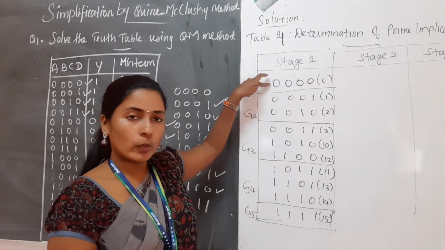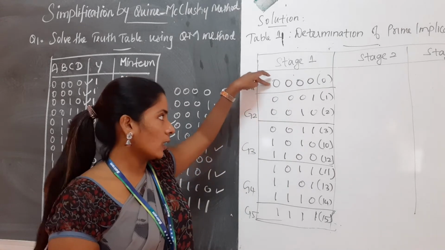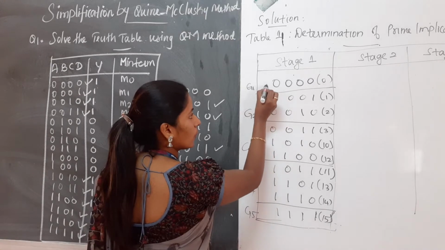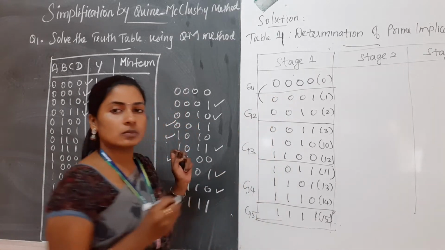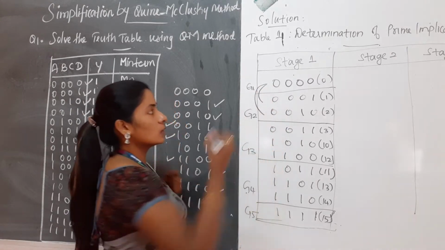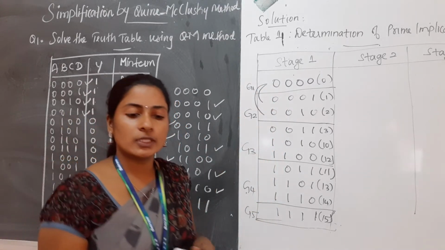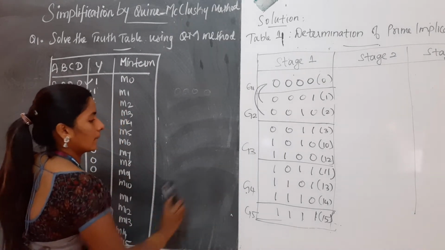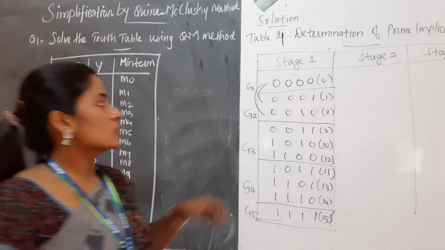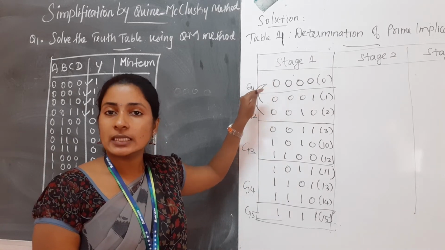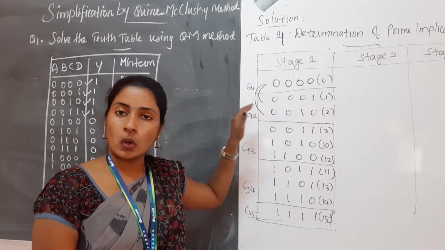So this 0 I am going to compare with all the elements of group 2. First I will compare 0 with 1, then I will compare 0 with 2. In a group, all the elements should be compared with all the elements of the adjacent group.